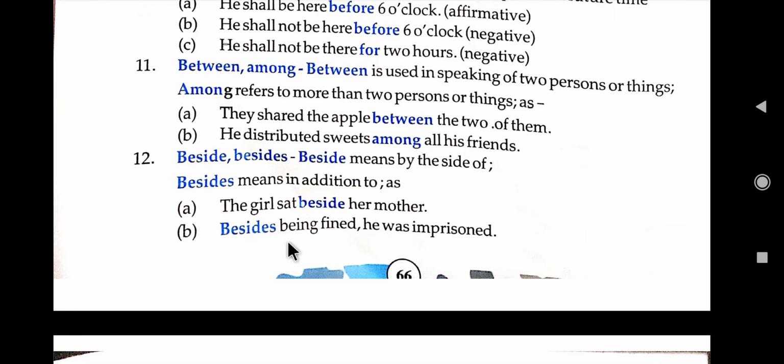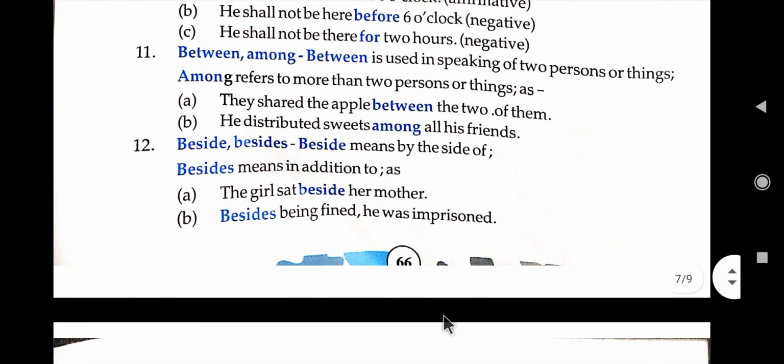Next, besides being fined, she was imprisoned. He not only has to pay a fine, but he is also imprisoned. In addition, something he has to do, that is also besides.